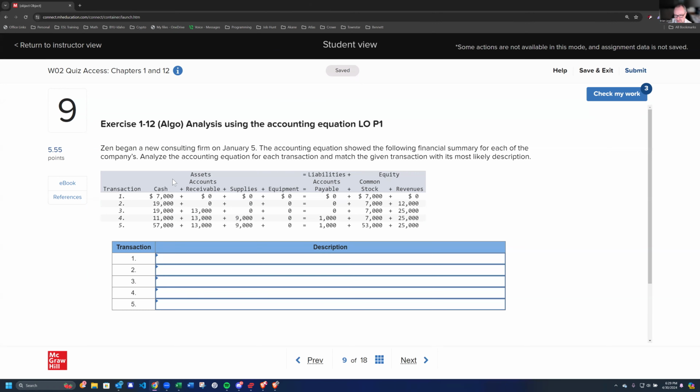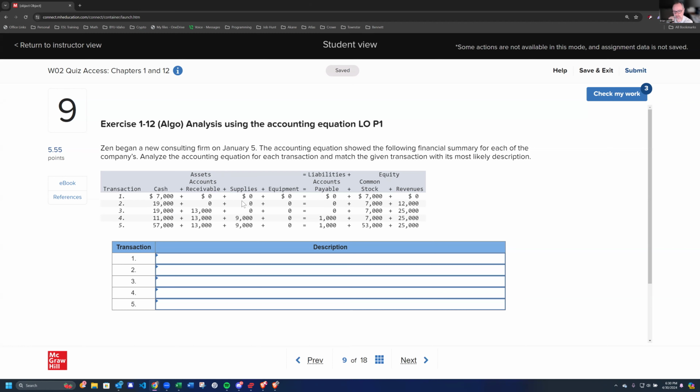This is an asset. These are all assets right here, equals the liabilities plus the equity. And equity they have down as common stock and revenues, which is sort of a simplification, but that's okay. We're just talking about simple things now. So this is balanced, right? 7,000 in cash is 7,000 in common stock. So what would this be associated with?